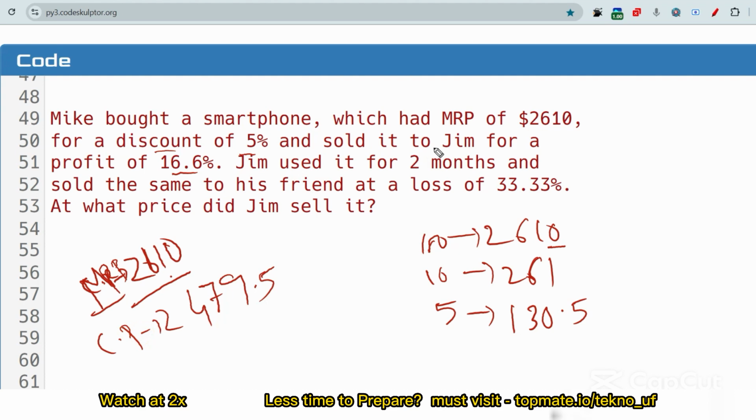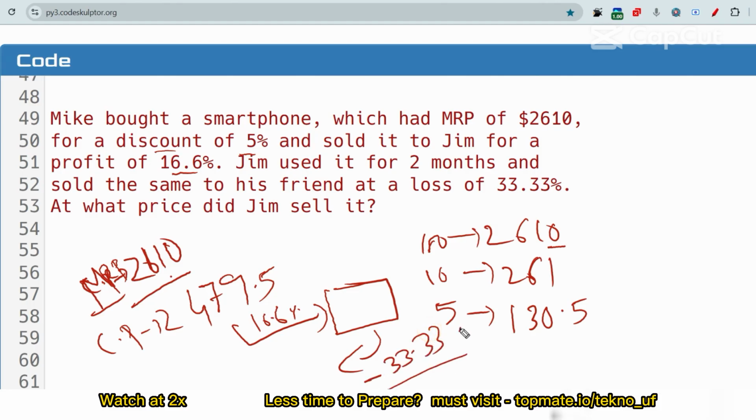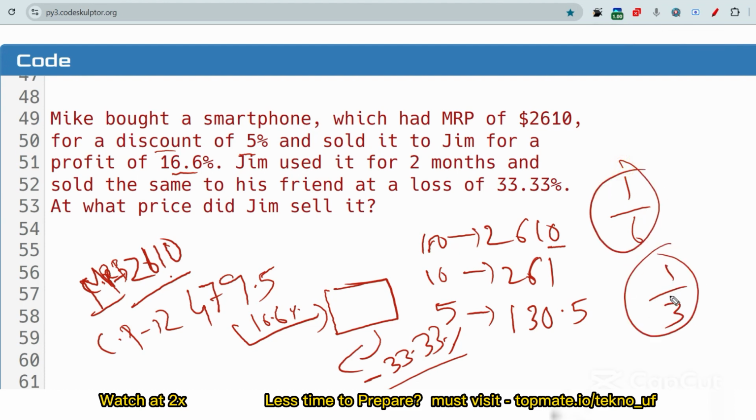Now he sold it to Jim for a profit of 16.6%. So you have to increase this number by 16.6%, and then on whatever value you get, you have to deduct 33.33%. So what is 16.6%? That is 1 by 6. And what is 33.33%? That is 1 by 3, right? So just calculate this way, guys. Multiply by 1.6 and multiply by 1.3 of this number, and you will get the desired answer.